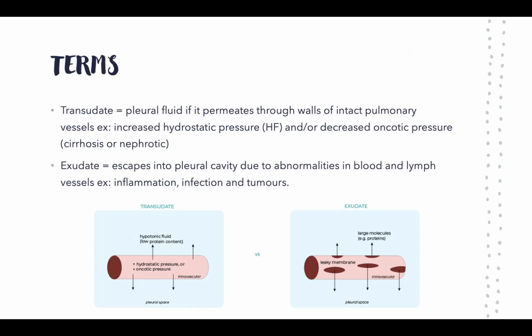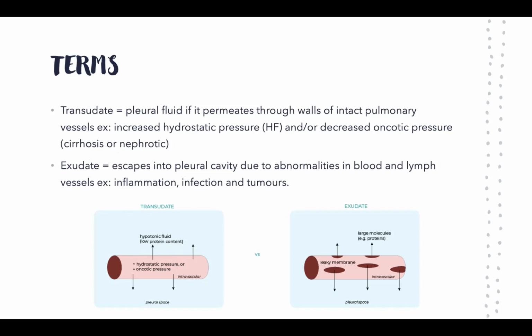And when can this occur? Heart failure. Another cause is decreased oncotic pressure. Oncotic pressure is when it draws fluid into the vessels themselves. And what's responsible for oncotic pressure? Proteins. So when we have decreased proteins, such as in cirrhosis, liver failure, or nephrotic syndromes, so kidney issues, we can have decreased oncotic pressure, and therefore that pulling force is less, and therefore fluid can escape into the interstitial spaces. So that's our transudate.